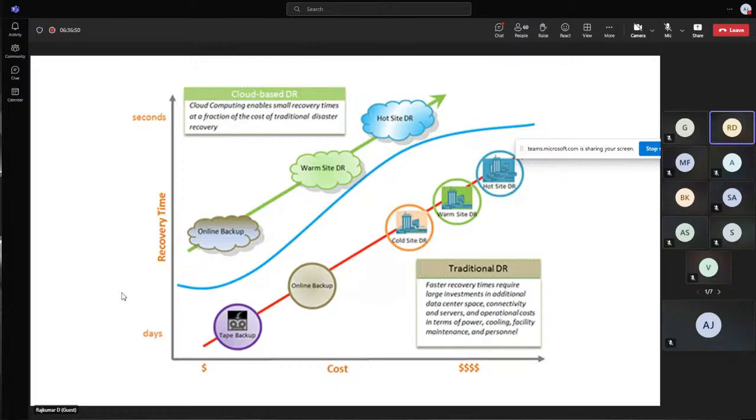Have you done a restore from the snapshot? Yes, sir. Every 3 months once. Very good. Very good.